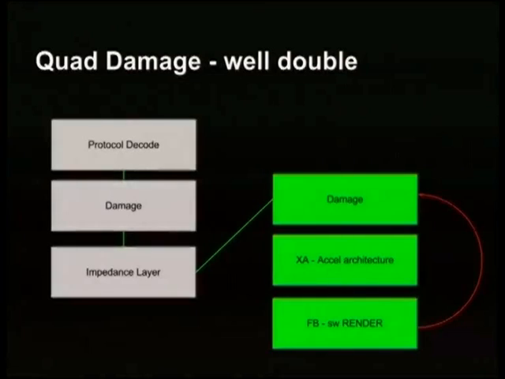So you have this sort of concept of objects that come in from outside the server and then objects that are internal to the server. So green lines are objects from outside the server and red lines are objects that are internal to the server. Quad damage. I tried to get the sound to play, but I couldn't find it.